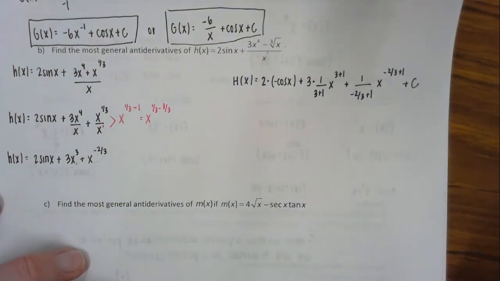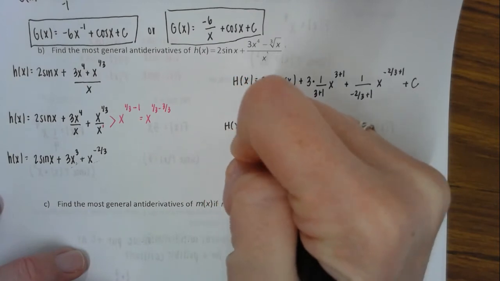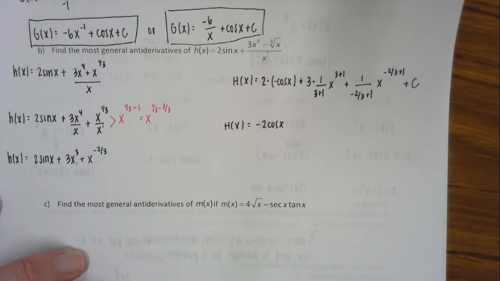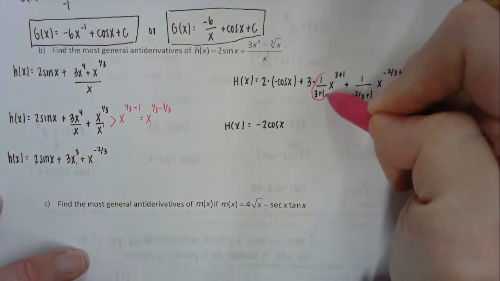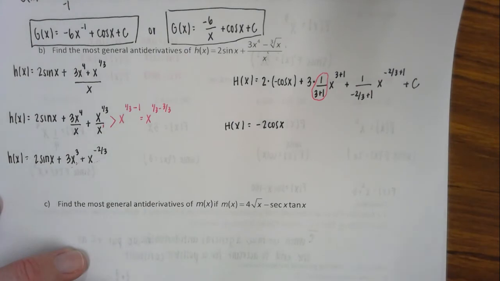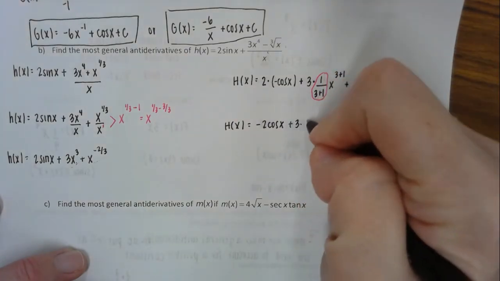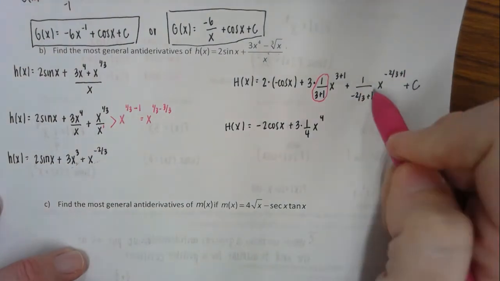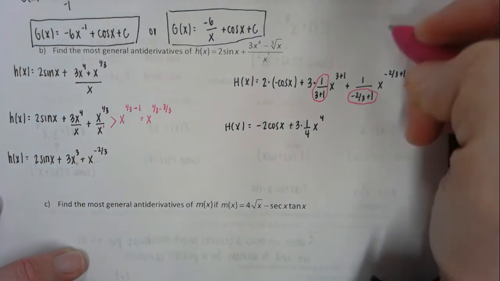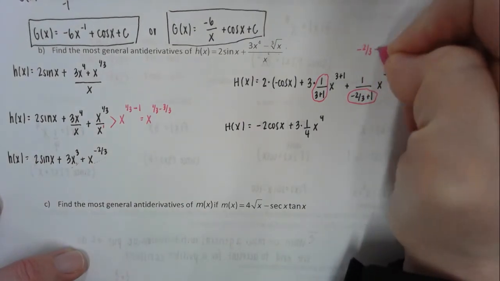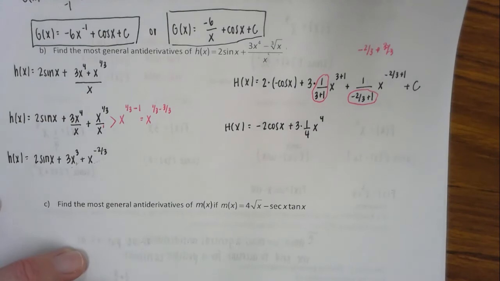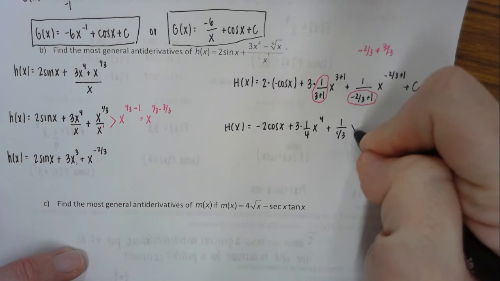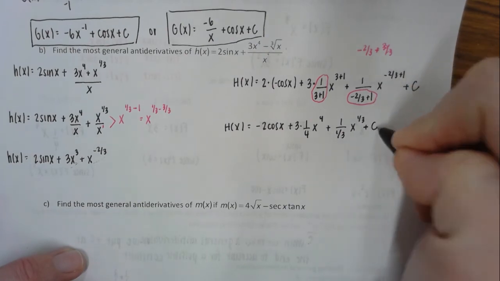And then I'm just going to start cleaning this up. So I'll rewrite that first term as negative 2 cosine of x. First thing I'm going to clean up is this part of the fraction here. So that's going to become 3 times 1/4, x to the 4th. And then I'm going to work in the denominator over here. So negative 2/3 plus 1 is really negative 2/3 plus 3/3, which is going to become a 1/3. So it's going to become 1 over 1/3. And then x to the 1/3 plus c.